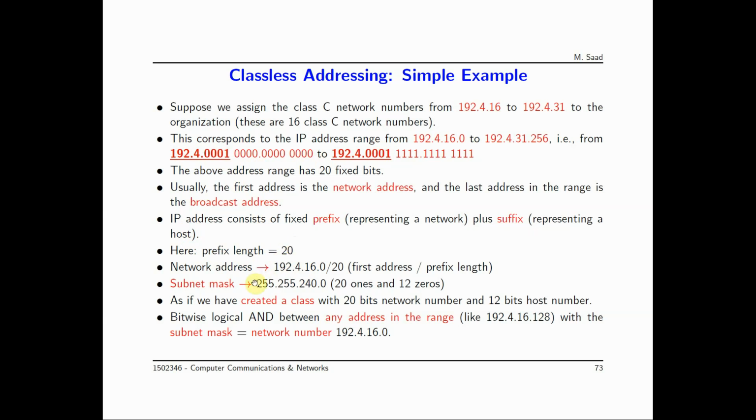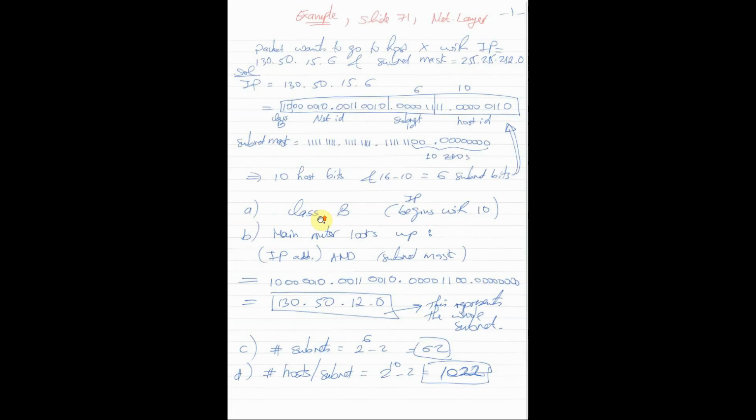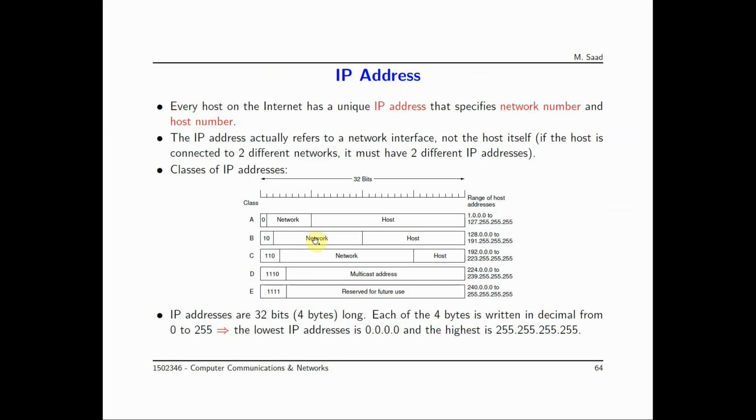Let me mention something here. Let's compare that. We have 20 prefix bits, 20 fixed bits that represent the network ID. How does this compare against the different classes that we had originally? Class A, Class B, and Class C. Class C has 8 host bits. Class B has 16 host bits. Class A has 24 host bits.